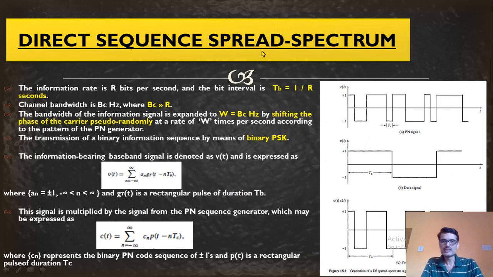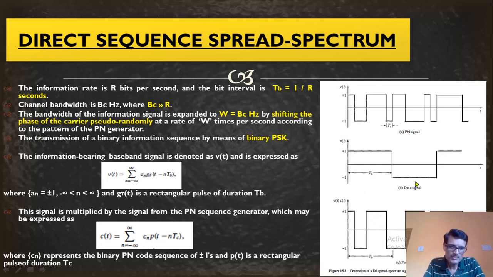Now, in this method, the direct sequence spread spectrum, just look at this waveform representation. Here, I have V of t, I have C of t, the second one, and the third one is the multiplication of these two signals. The multiplication of these two will generate V of t into C of t. That is the spreaded signal.